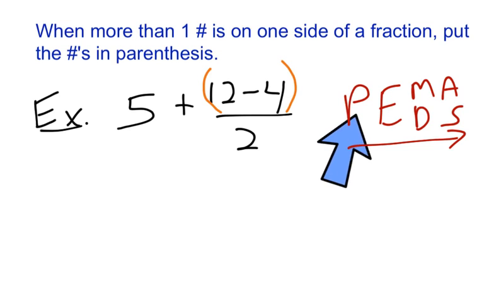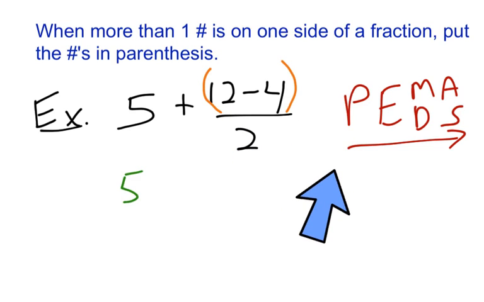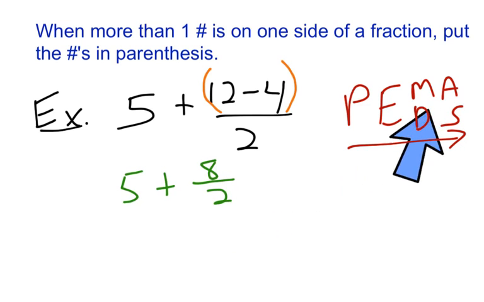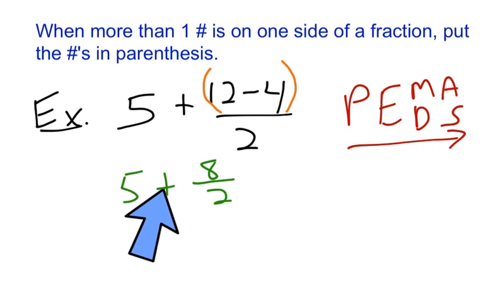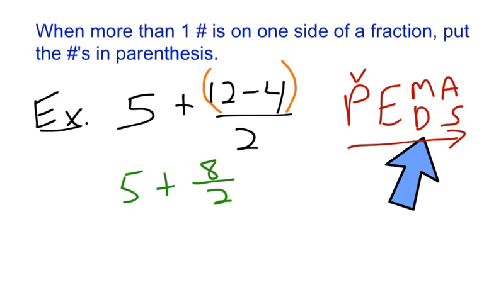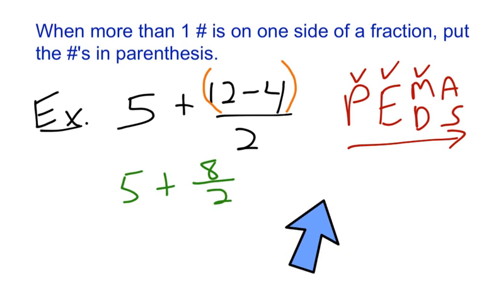And now we're going to do our parentheses first. So we do that first. And we're going to have 5 plus 12 minus 4 is 8 over 2. And that fraction bar is just another way to write what? Divide. So we have addition and division. Division comes first. Because we've already done parentheses, we don't have any exponents, now we're on division. So division we do next. 8 divided by 2 is 4, so it's 5 plus 4, then 5 plus 4 is 9.